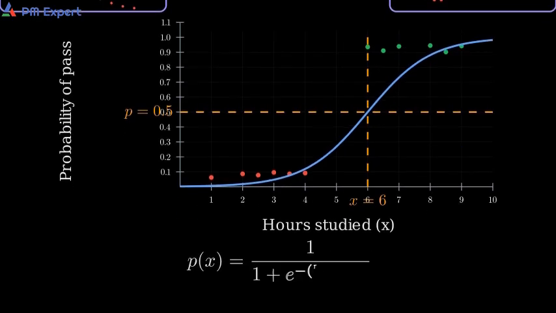We often pick a threshold of 0.5 to decide pass or fail. If P is greater than or equal to 0.5, we predict pass. Otherwise, fail.